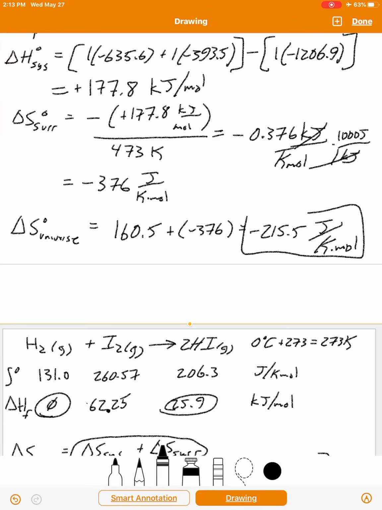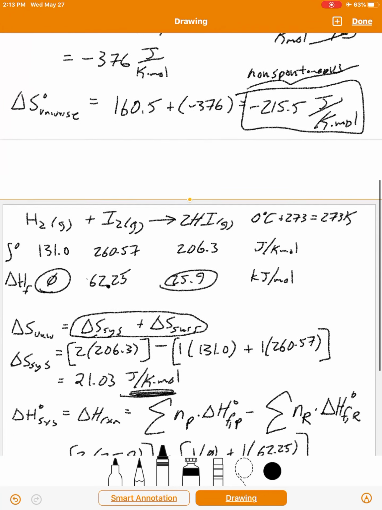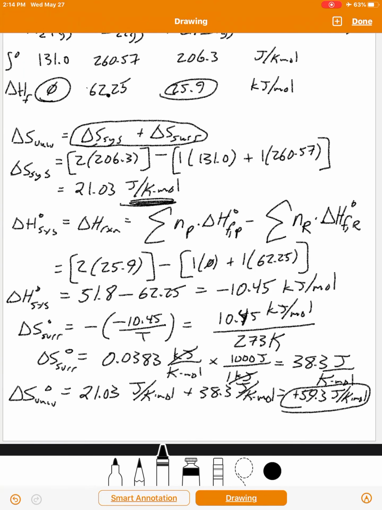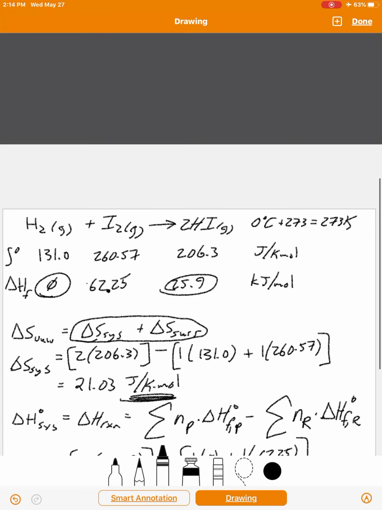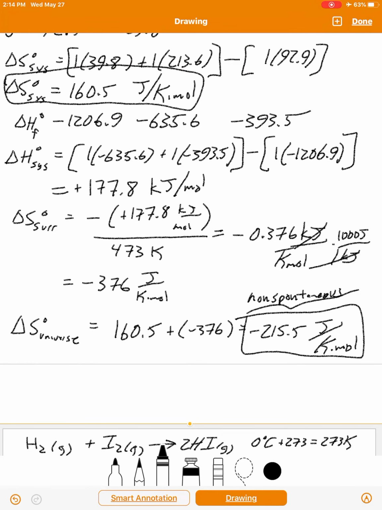Okay. That means that there's a big decrease in entropy of the universe. So we would call this non-spontaneous, meaning it will not happen unless you put energy into it. That's the meaning of this calculation. So in the first reaction we did, because we got a positive change in delta S, 59.3, that means it's spontaneous. It will happen without us putting in a large amount of energy. But for this one, we would have to put in a large amount of energy to make this reaction occur.